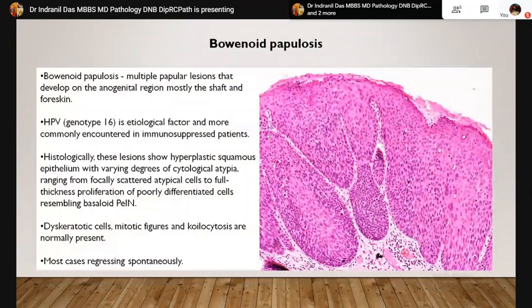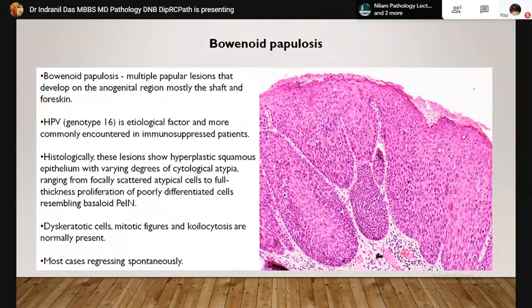Now, bowenoid papulosis is basically histologically included in the penile intraepithelial neoplasia, but I have mentioned this as the clinical presentation is sometimes a little bit different. They may appear as multiple papular lesions on the anogenital region. HPV16 is the etiological factor.